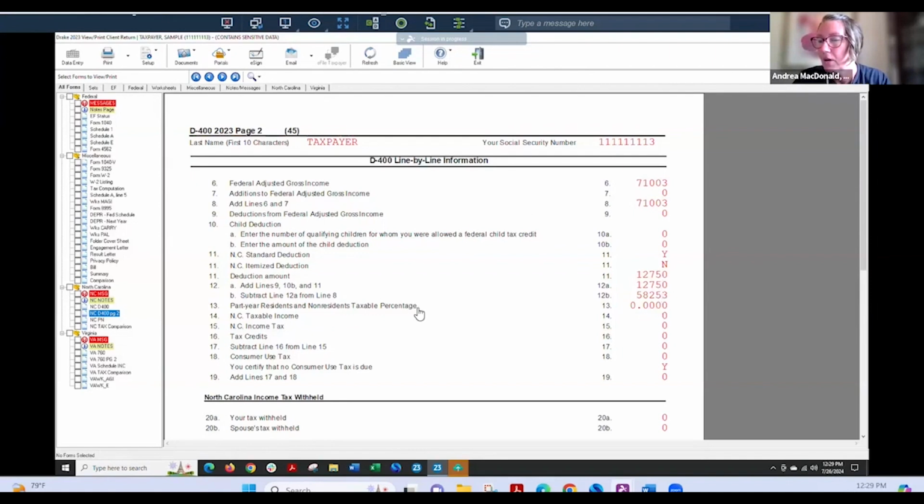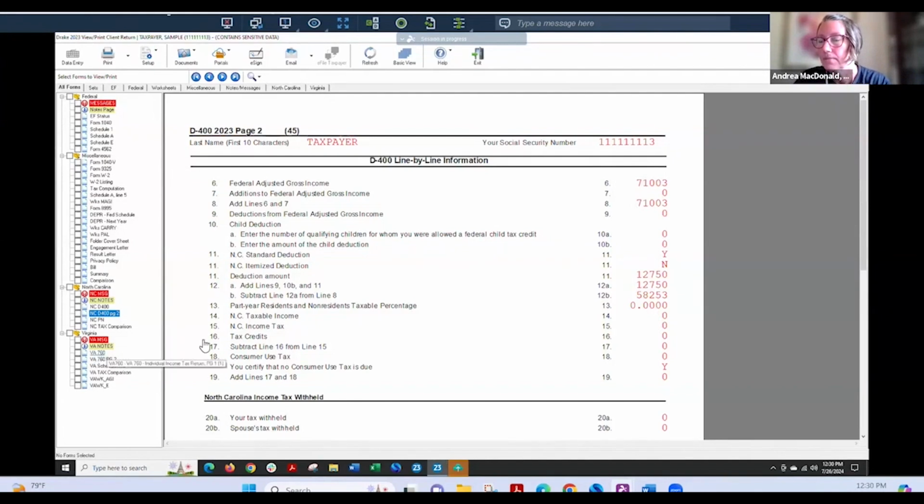Here's line 13, the part-year resident, non-resident taxable percentage. In this case, it's 0 because none of that federal adjusted gross income is a positive income amount to allocate. Now, if instead their rental property was cash flowing, then this would likely look different, and we can do a sample scenario with that. This percentage would change. That doesn't necessarily mean there's going to be any tax due, right? It could still be lower than the standard deduction. So they may still have no tax liability, but it would just change this percentage.